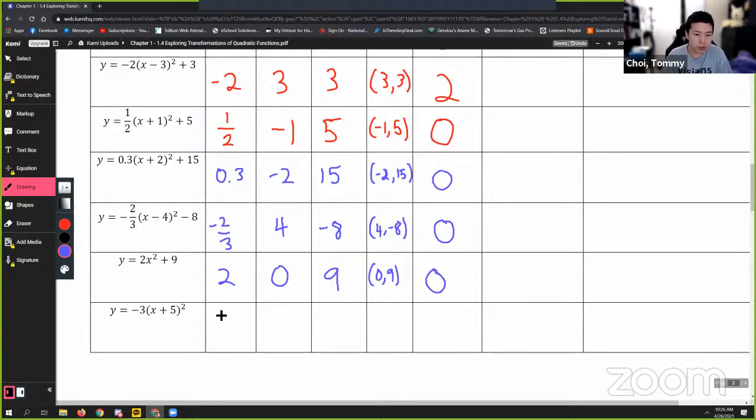And the last one, -3, h value is -5, k value is 0, and this is the question that was asked earlier. If the k value is 0, does that mean it has one x-intercept? Absolutely. The vertex is your x-intercept. So it should just be 1.